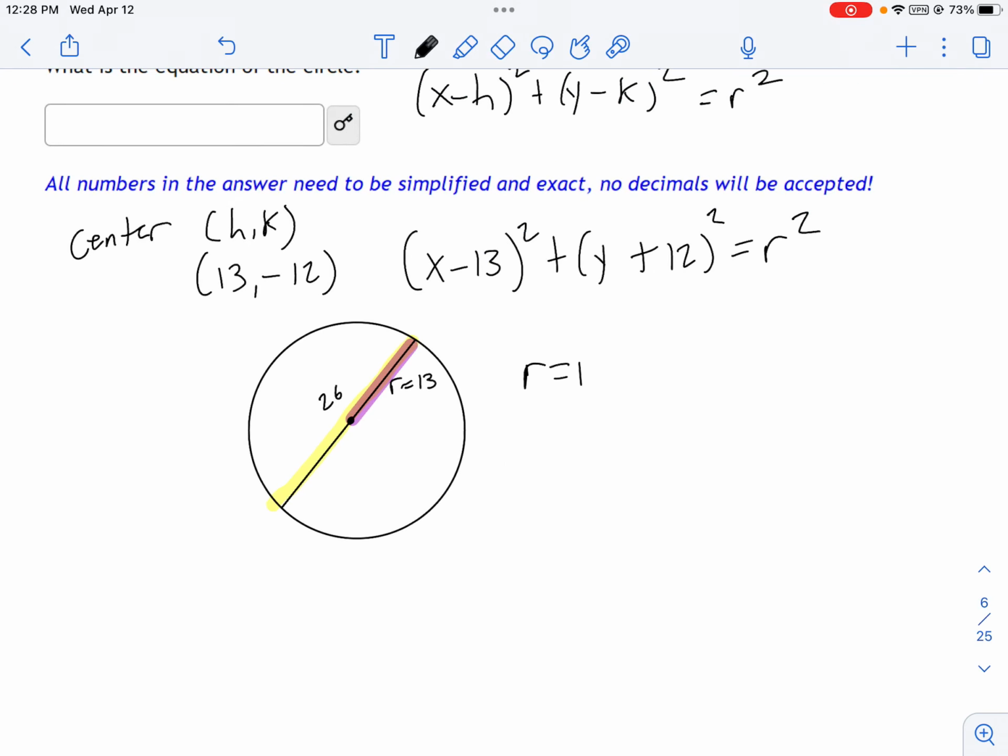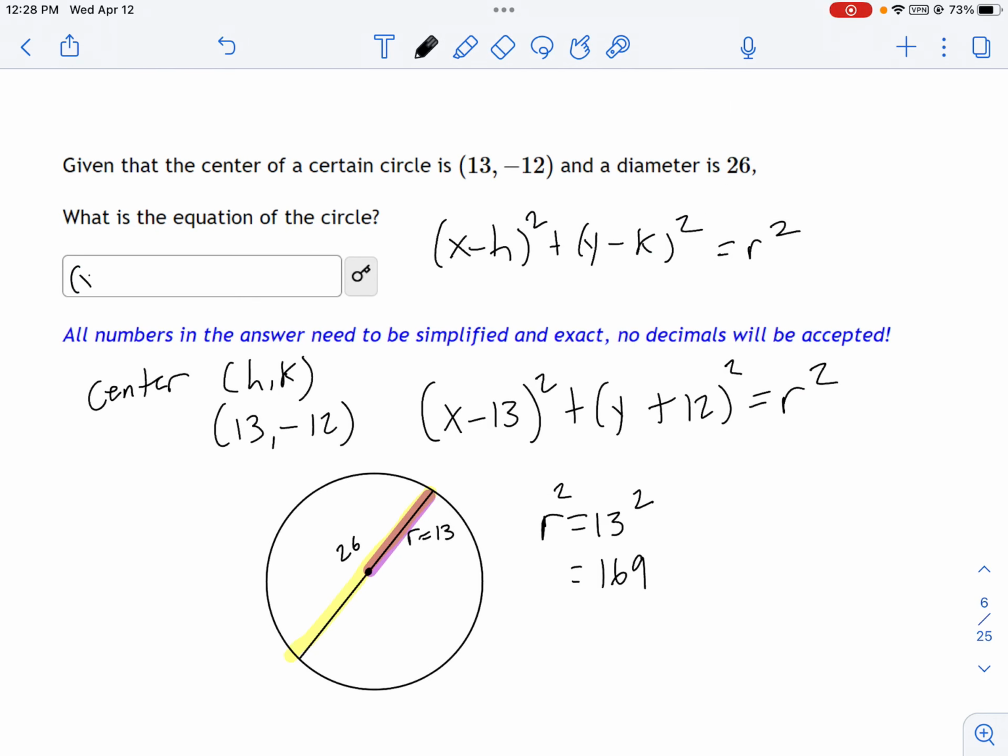That means if your r is 13, to get our r squared, square both sides. 13 squared is 169. Which means that your final equation is (x - 13) squared plus (y + 12) squared equals 169. And that's it. You're done. There's nothing more to do there.